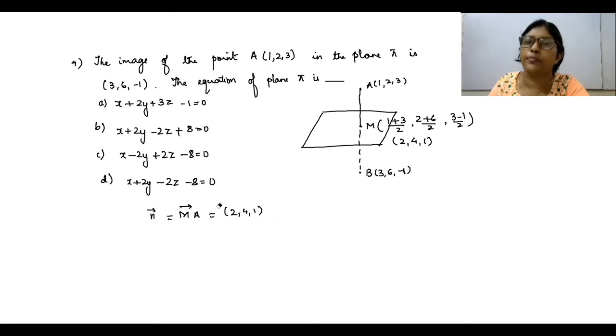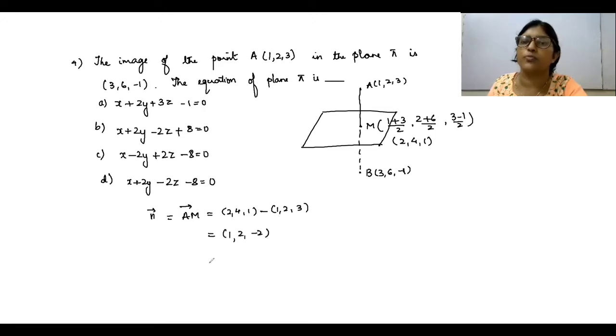For the normal, we'll take vector AM, so that will be M minus A, that is 2, 4, 1 minus 1, 2, 3. So 2 minus 1 is 1, 4 minus 2 is 2, and 1 minus 3 is minus 2.